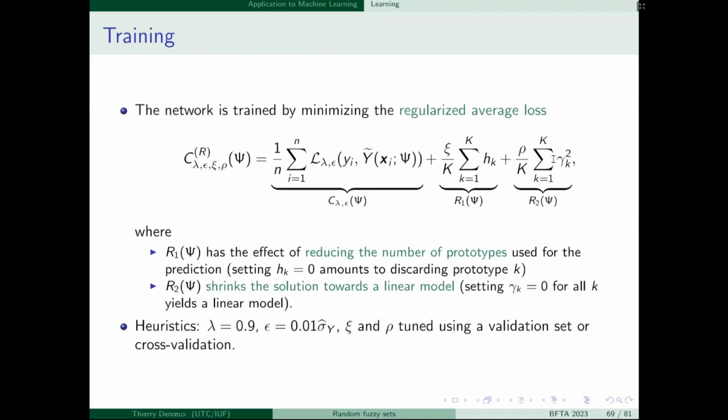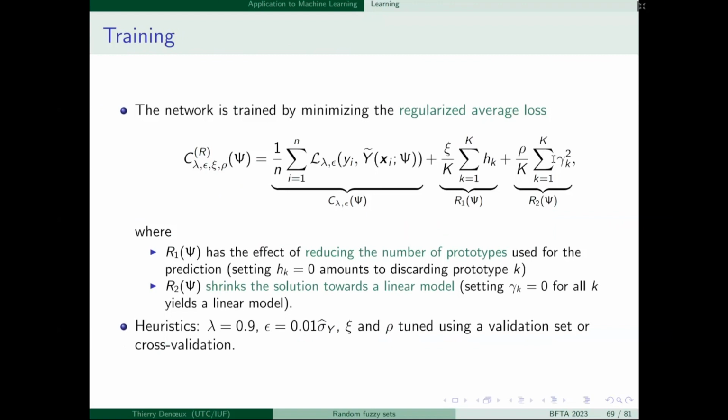This has the effect of reducing the number of prototypes used. Why? Because if you set h_k, the precision corresponding to prototype k, to 0, it amounts to discarding prototype k. So if you set some h_k to 0, it's like you remove some prototypes. You can see this term as favoring solutions with a small number of prototypes.